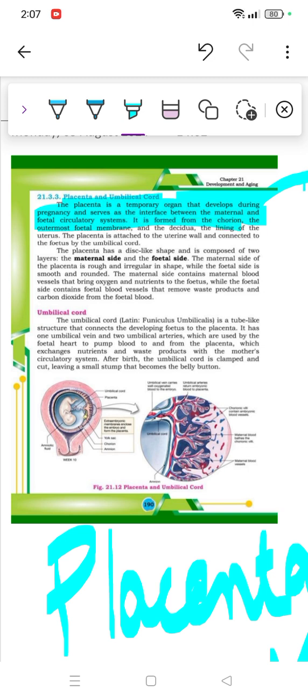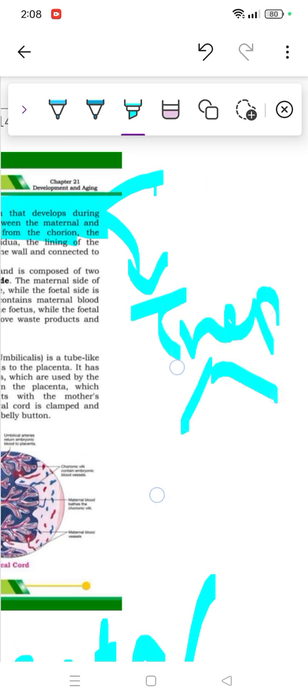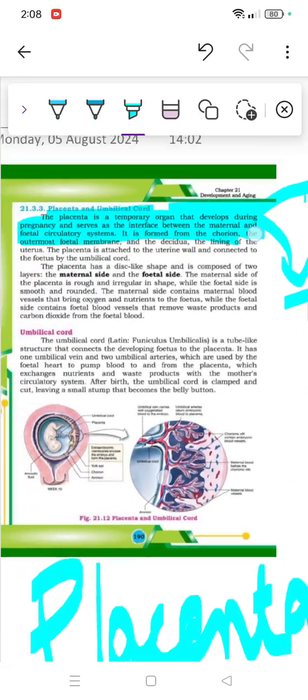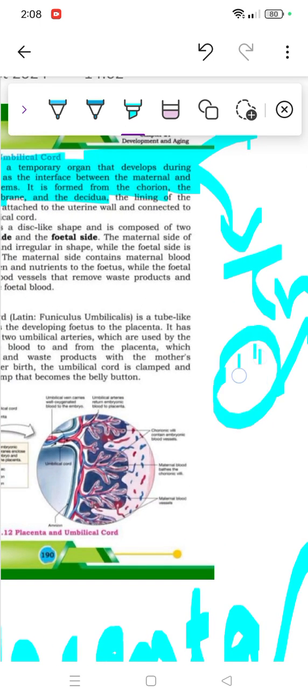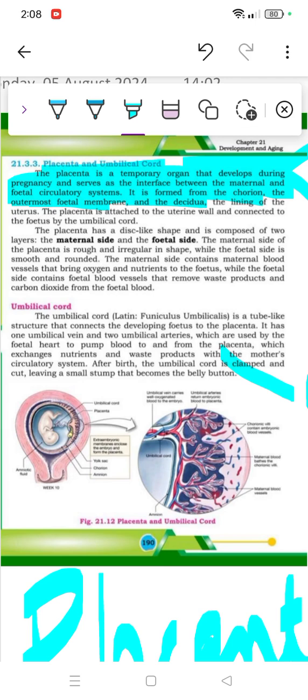It is formed from the chorion, simply trophoblast, which has two parts. The first one was something else. The second one was chorion, the outermost fetal membrane, which is trophoblast. And the decidua, which is the remaining part. If this here was the cyst, here was the trophoblast, so the remaining part was called the decidua, the lining of the uterus. The placenta is attached to the uterine wall and connected to the fetus by the umbilical cord. I hope it will be clear.